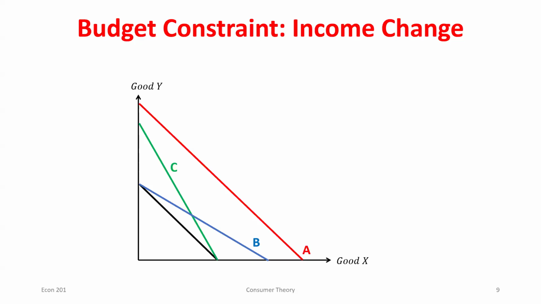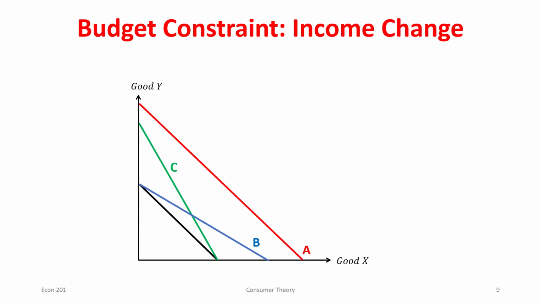If I'm only buying the X good and I'm on this new curve B, it must be that the price of the X good changed. And if I can buy more of it, the price must have gone down. What would lines A represent? So going from the black line to the red line, if it's a parallel shift, you said that was an increase in income.